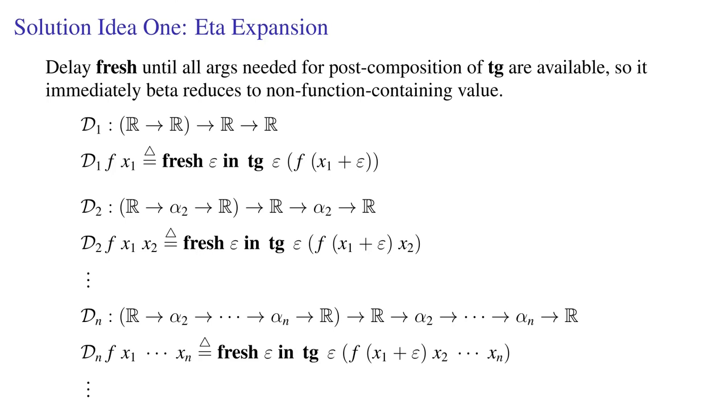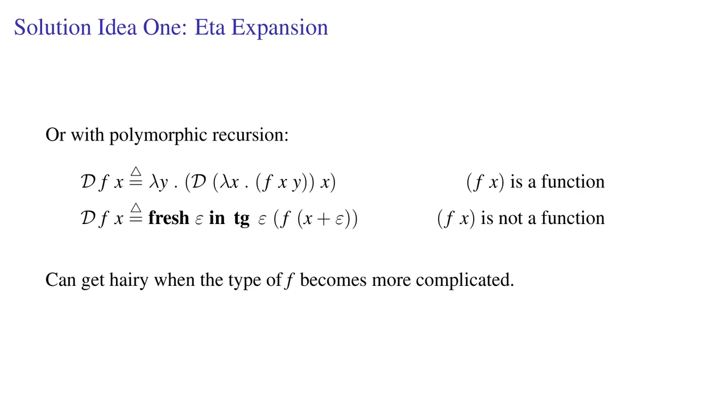We could use eta expansion. We would delay the fresh until all the arguments needed for post-composition of tangent are available, so it immediately beta reduces to a non-function containing value. So we'd have separate versions of D for scalar functions, binary curried functions, etc. This could also be accomplished using polymorphic recursion, although that gets hairy when the underlying language gets more complicated.